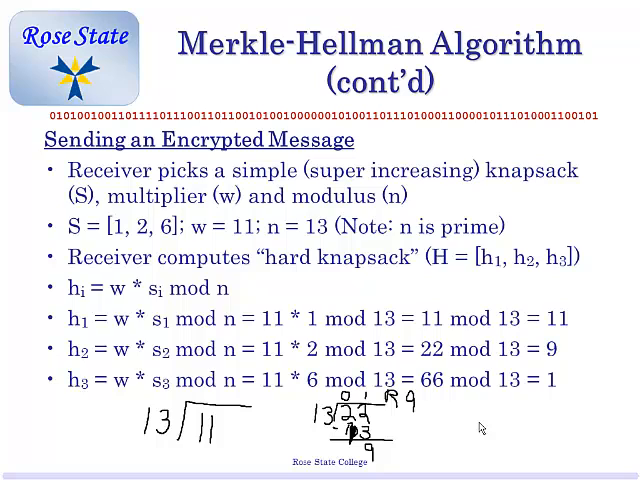So now our hard knapsack is what? 11, 9, and 1. Everybody see that? Because remember, we calculated H1, H2, and H3. So our hard knapsack is 11, 9, and 1. Okay, let's continue.